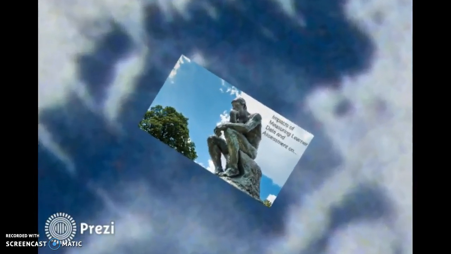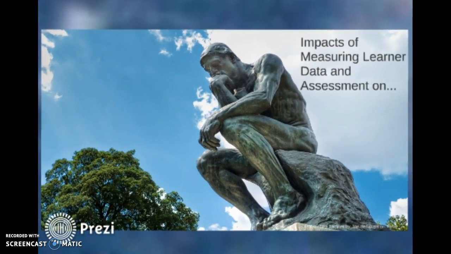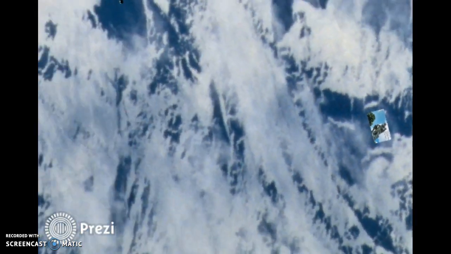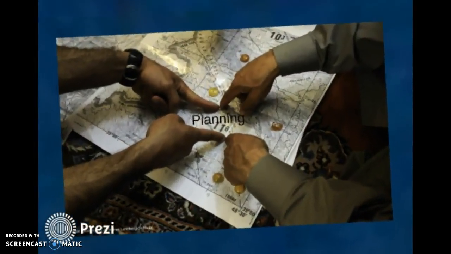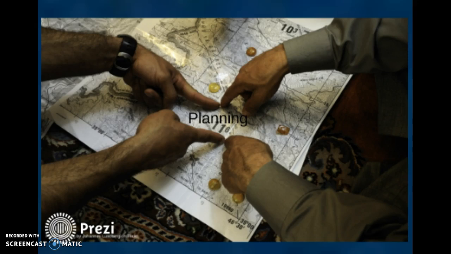First, impacts of measuring learner data and assessment on planning. When I was first going through my coursework to get my degree in social studies education, I was told that the best way to plan is to begin with the end in mind. Look at the standards surrounding the topics you'll be teaching and what they require. Think about the skills you want students to be able to demonstrate as a result of this unit of instruction, and plan with those goals in mind as your endpoints. These goals remain.